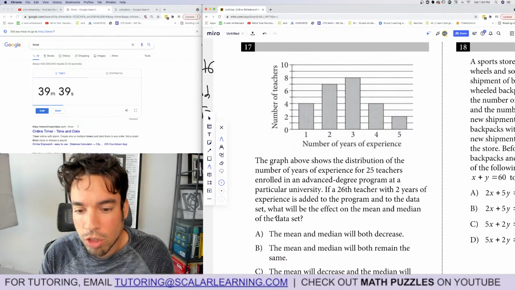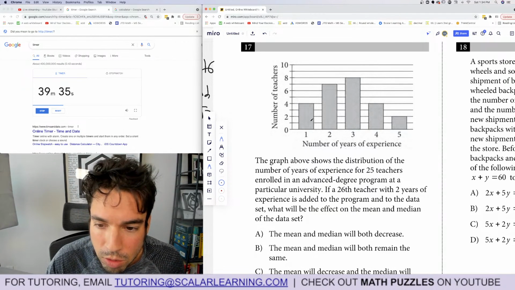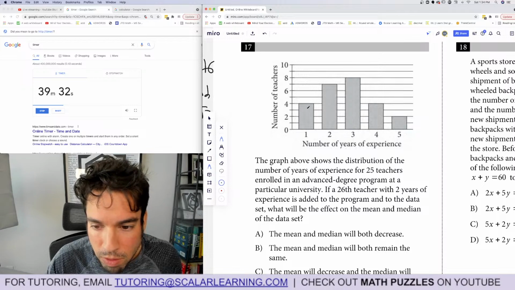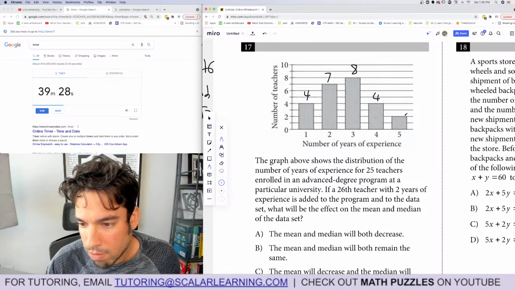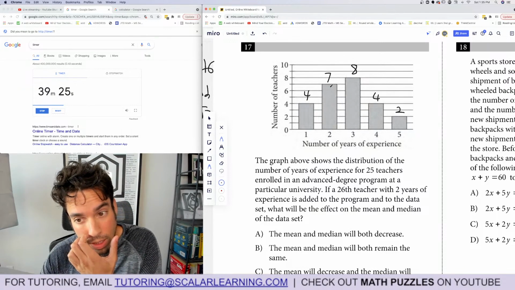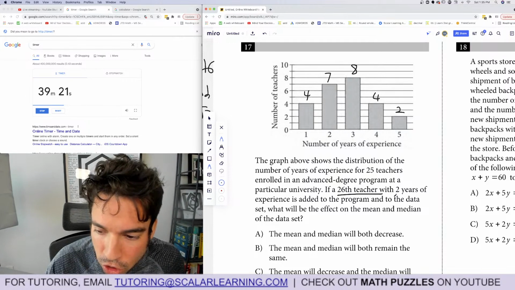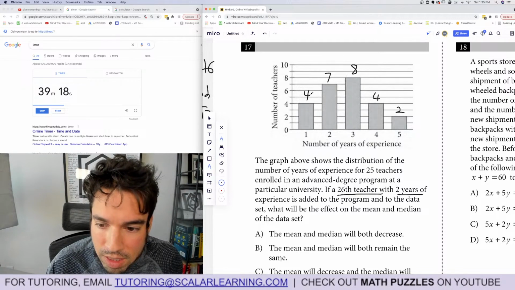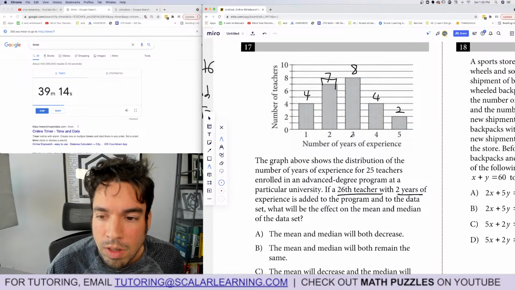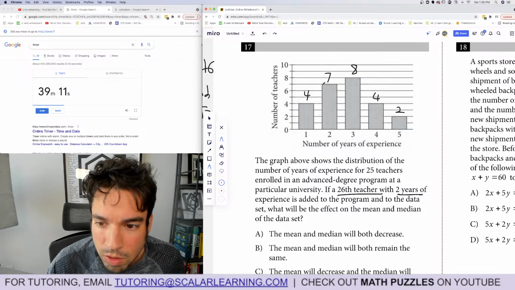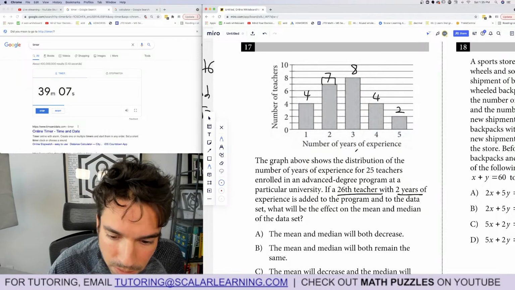The graph above shows the distribution of the number of years of experience for 25 teachers enrolled in an advanced degree program. So there's 4 of them that have 1, 7 have 2, 8 have 3, 4 have 4, and 2 have 5. See how I write it out like that? That always helps me. If a 26th teacher with 2 years of experience is added, so it'd be here. What will be the effect on the mean and median?